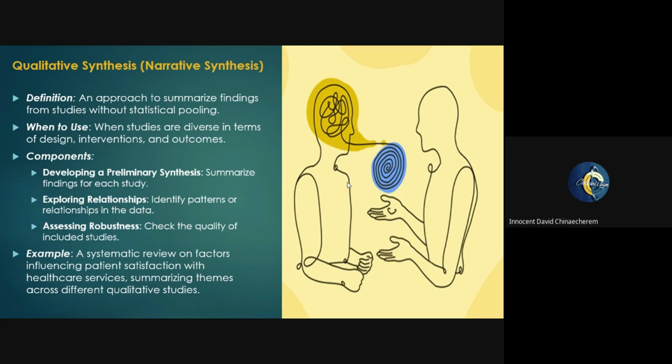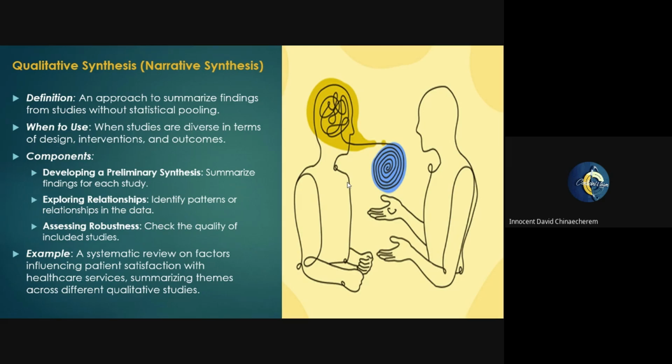without being limited by publication bias. An example here is, let's say we are doing a systematic review of factors influencing patient satisfaction with healthcare services. We just have to summarize the themes across these studies, or we have to open up all those studies, check out some of the things that are similar among them, extract them and do a synthesis.